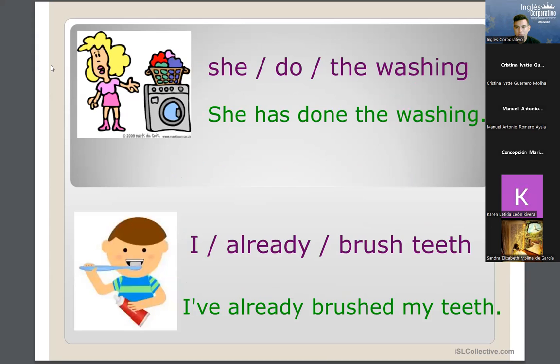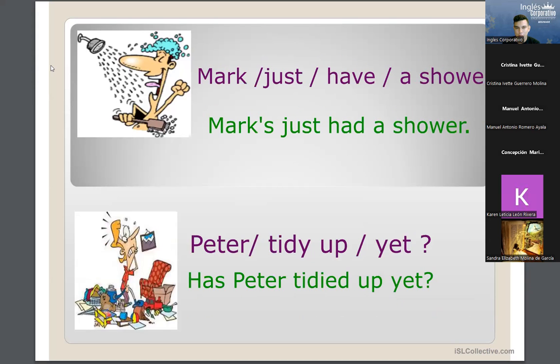For example, she has done the washing. I've already brushed my teeth. One more time. She has done the washing. I've already brushed my teeth. Mark just had a shower. Has Peter tied up yet? Okay, como pueden leer en la respuesta de la número uno, aquí hay un apóstrofe. Mark's. Esa es la contracción de has. Mark has just, or Mark's just.